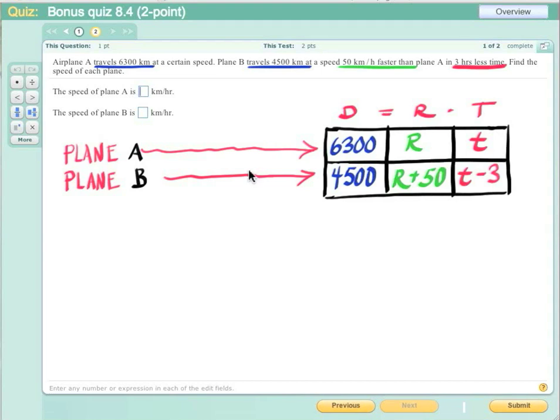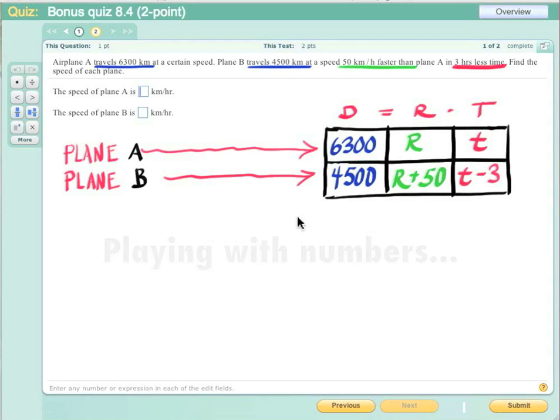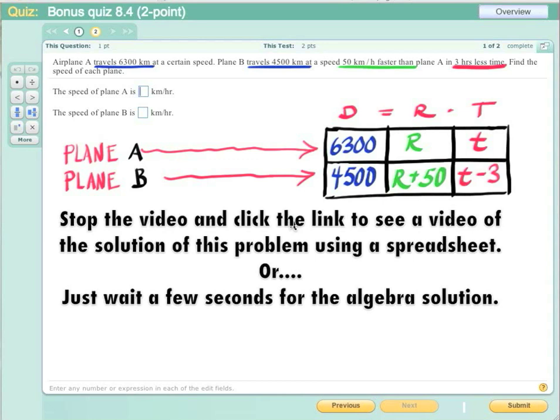And so I've been emphasizing this idea of playing with numbers all semester long. That's what I want to do. I'm assuming you could get this far and that you wouldn't know where to go next. And so what I suggest we do is we play with some possible times to see if that unlocks our brain and allows us to set this equation up. So let me go to my Google spreadsheet and show you some interesting things.